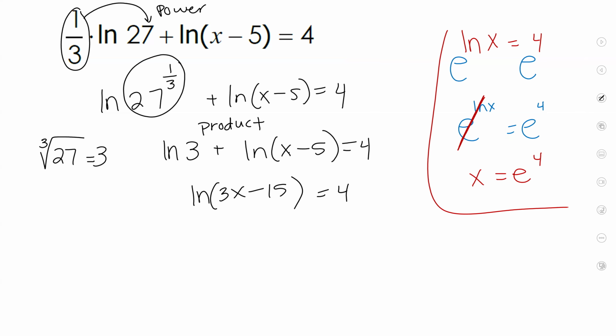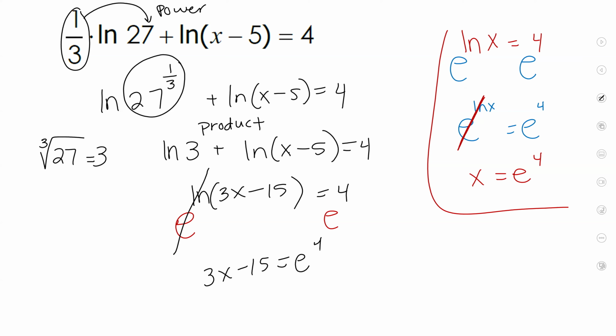We're going to do the same thing over here. Whenever I have a natural log, we're going to make it e to the power of natural log. This is e to the power of 4. Okay, so this will cancel out. We have 3x minus 15 equals e to the power of 4. You guys can use a calculator to figure out what that is. You can get calculators later. So I'm going to do e to the power of 4.